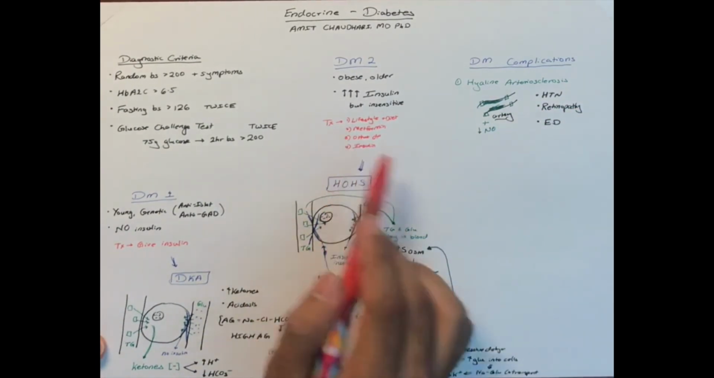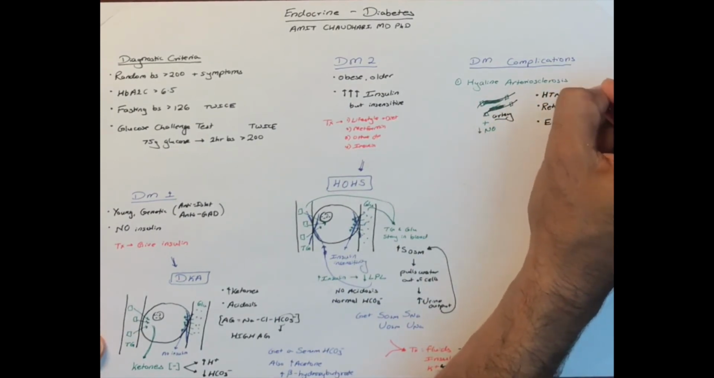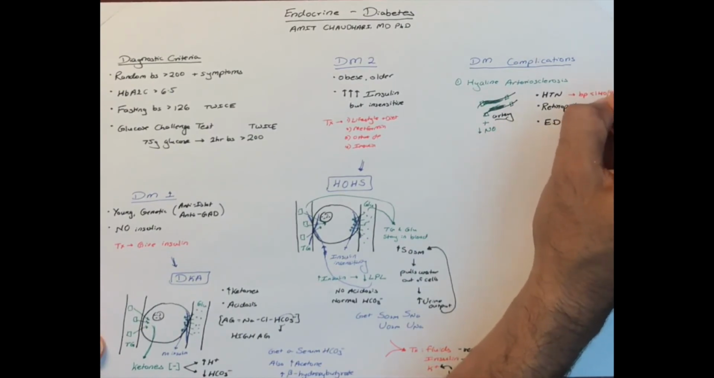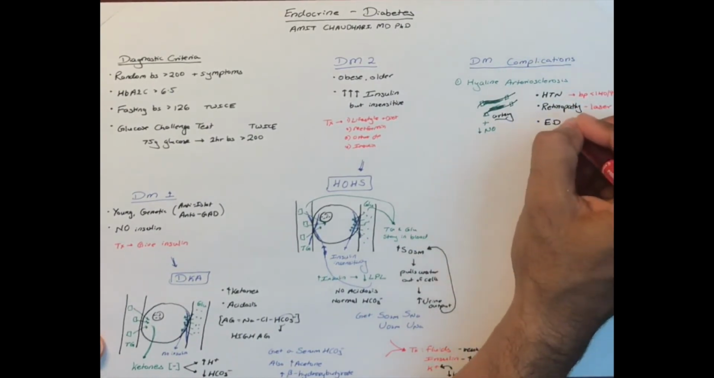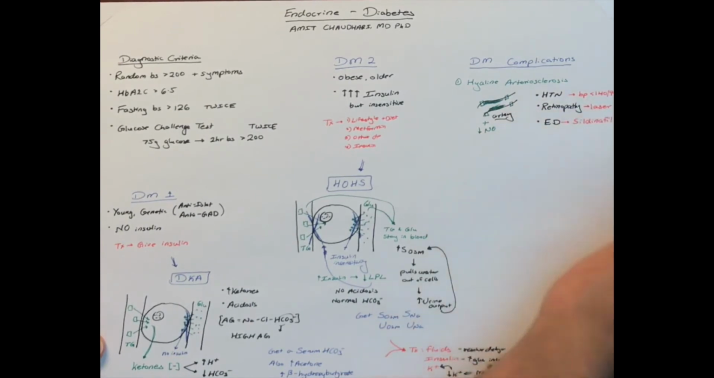So if a patient with diabetes comes to you and has this, for the hypertension, you're going to keep a BP goal of less than 140/90, because he's more prone to get hypertension. If they have retinopathy, you're going to laser. And if they have erectile dysfunction, you're going to give them sildenafil or Viagra.